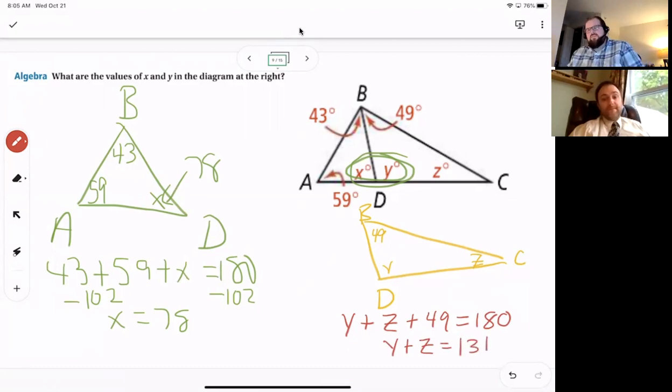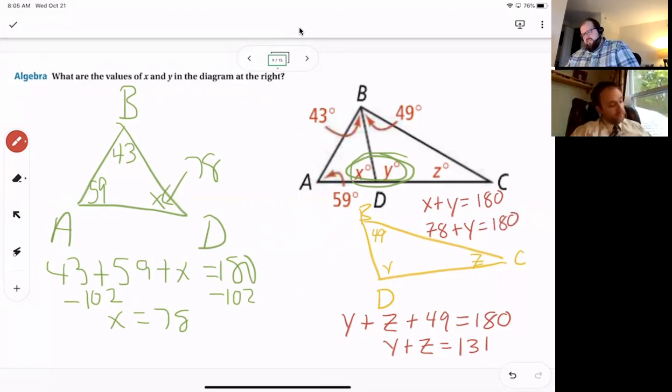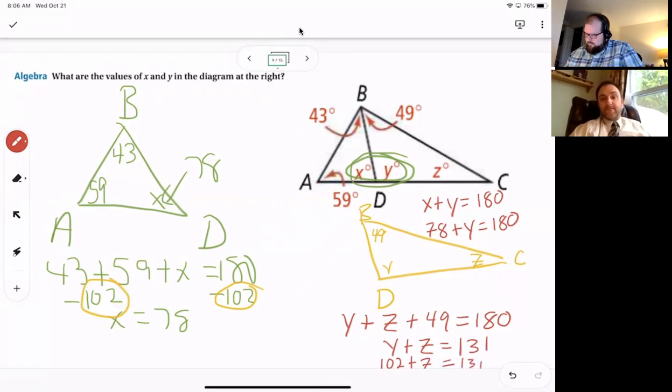But I can't go any further because I have 2 different variables there. But that's why I gave you the hint. There's a relationship between X and Y. And we know X. Since X plus Y equals 180 and 78 is X, we can figure out that Y is really 102, just because that's what we got last time. Wait, that's the number I subtracted over here. It is. That's interesting. Do you think that's going to show up at some point? Probably. So 102 plus Z is 131. That means that Z has to be 29.